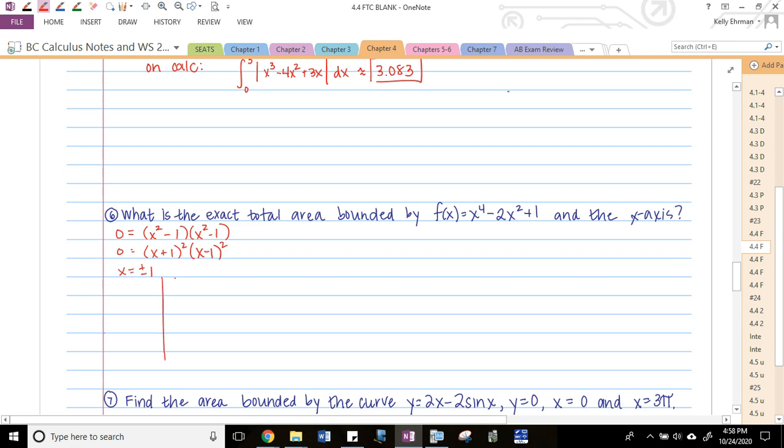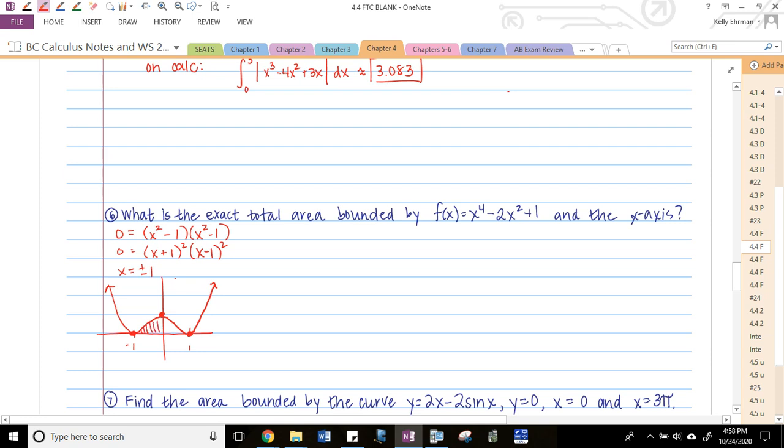So if I'm graphing this thing, at -1, there's a 0. At +1, there's a 0. What's the y-intercept? When you plug in 0, you get 1. And the end behavior has to be up on both sides. So it looks like this. So what is the area bounded by the graph and the x-axis?